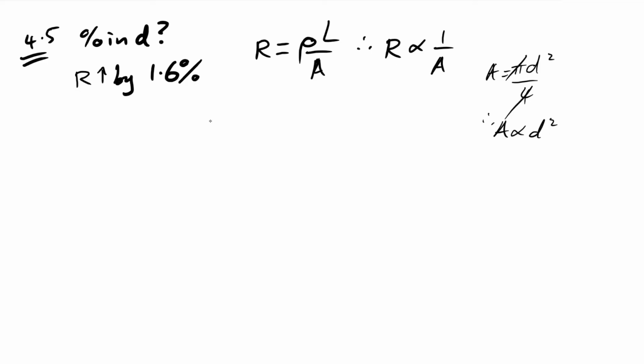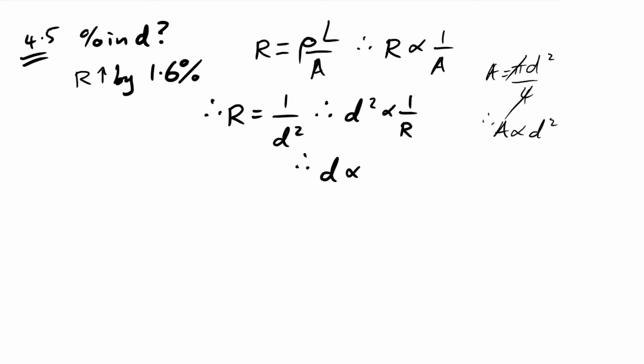So that means I can actually replace area in my proportionality equation with d squared. So therefore I can say that swapping these two around, d squared is proportional to 1 over the resistance. But we're not concerned with how diameter squared is affected, but rather diameter itself. So we're going to square root the whole thing. So diameter is going to be inversely proportional to the square root of the resistance.